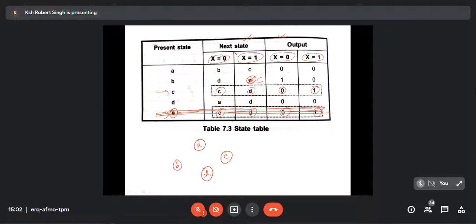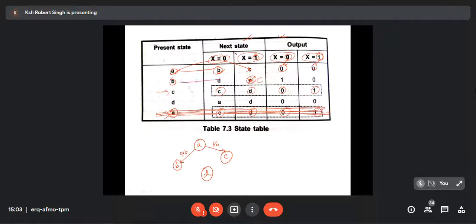Now from this is done. This one has been cancelled out. So from A to B, when input is 0, output is also 0. A to C, when input is 1, output is 0.